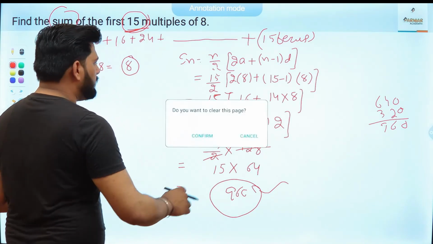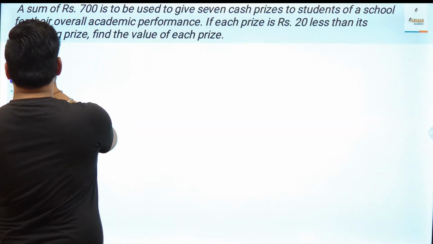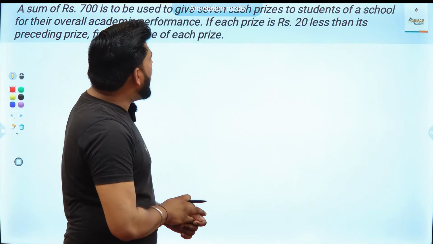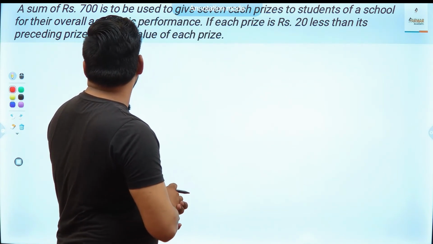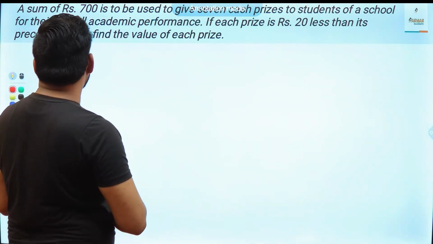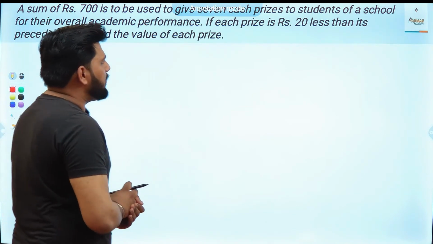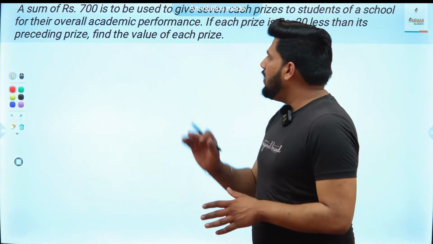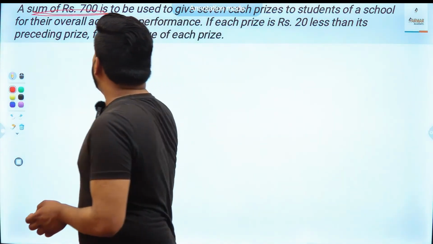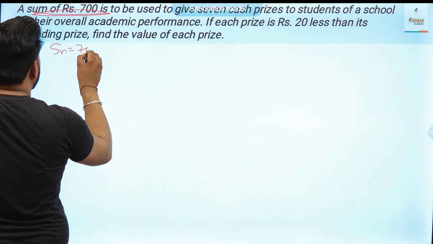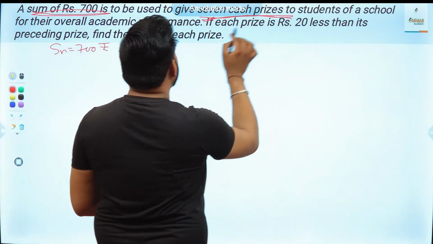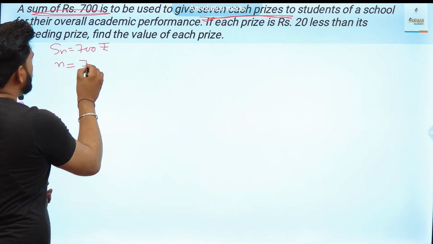The next one is: a sum of rupees 700 is to be used to give 7 cash prizes to students of a school for their overall academic performance. If each prize is 20 rupees less than its preceding prize, find the value of each cash prize. So very interesting question. What is given to us? Read the statement carefully. A sum of 700 means Sn is 700 rupees, to be used to give 7 cash prizes. So number of prizes is 7, that means n is equal to 7.